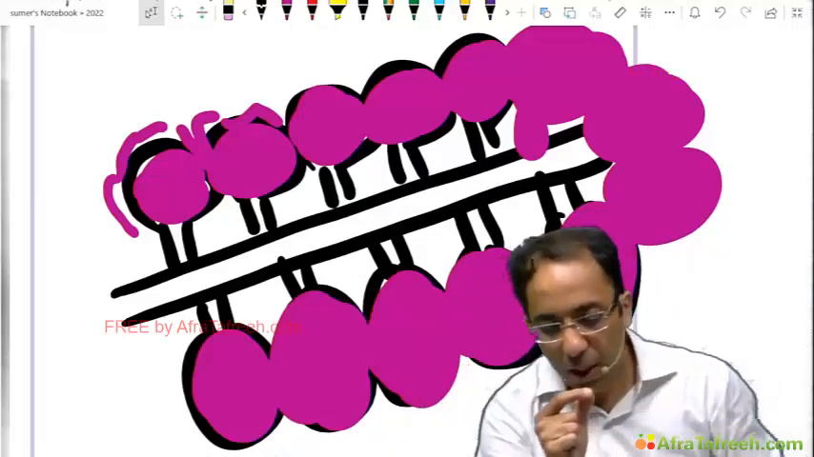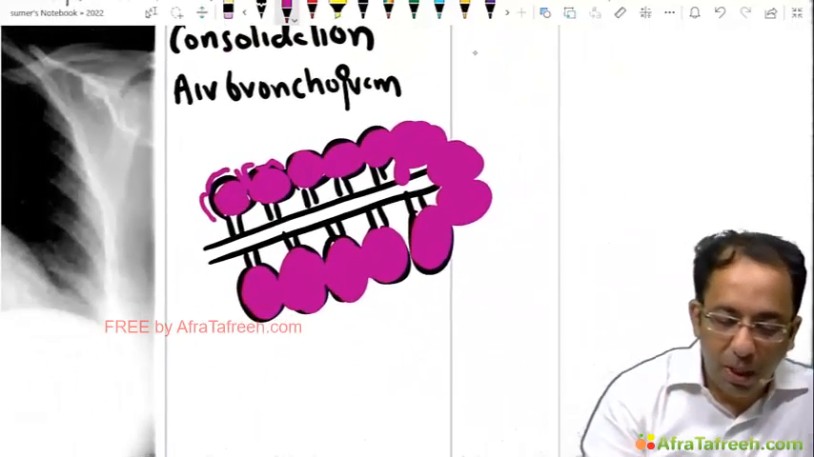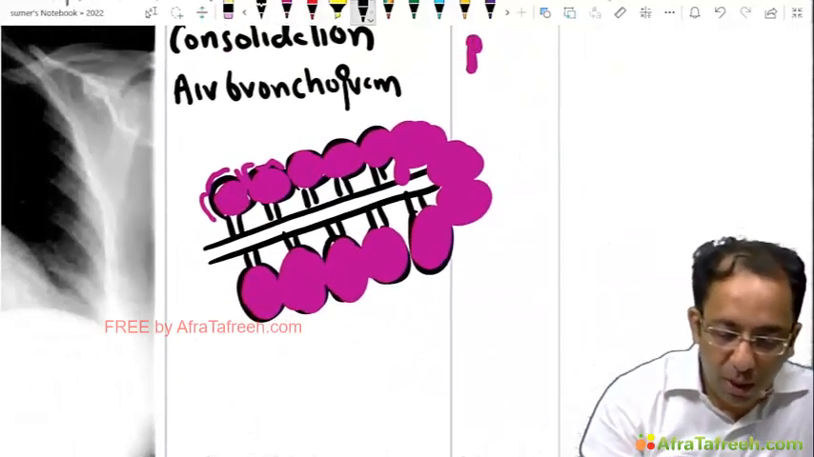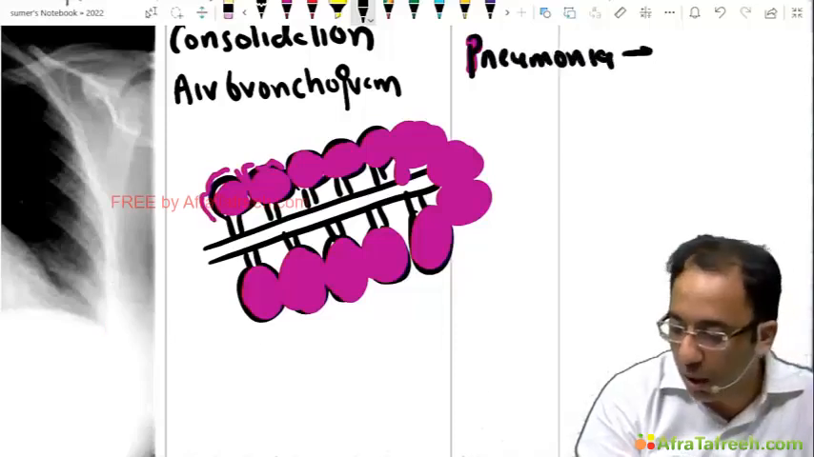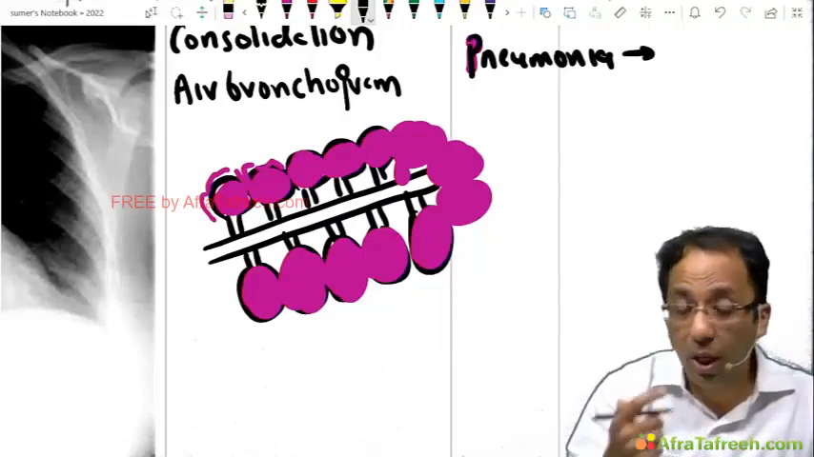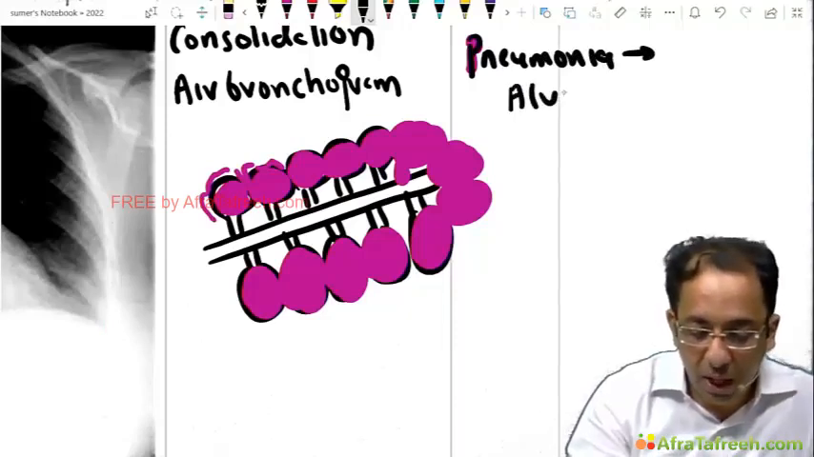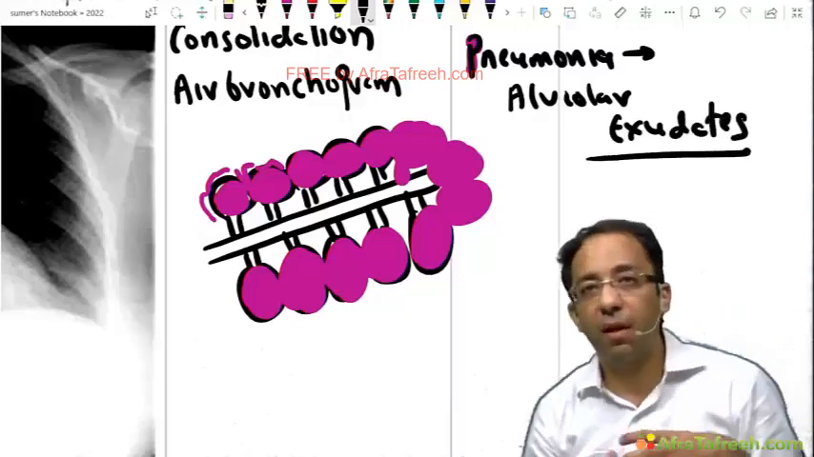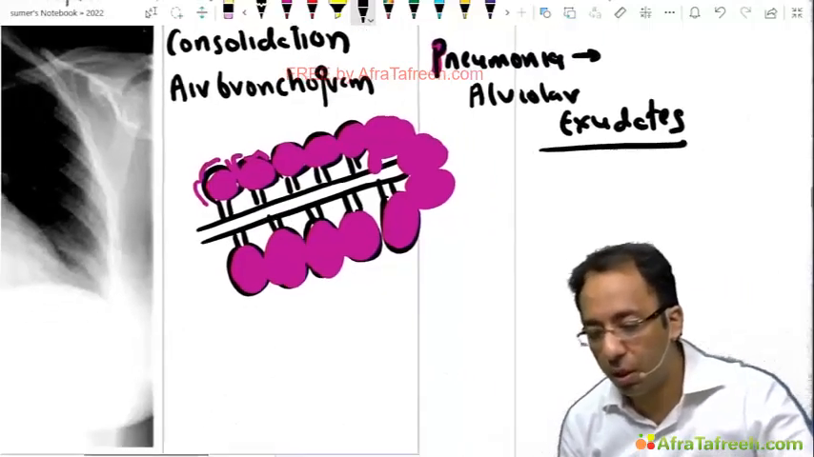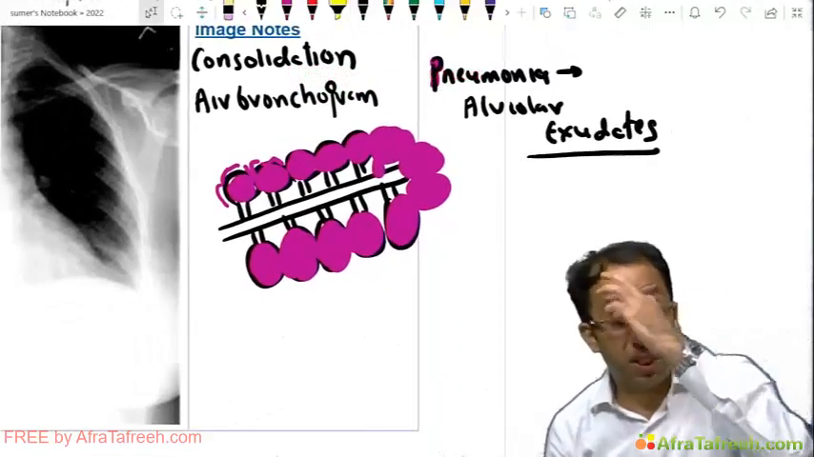Are you able to understand this? So air bronchogram is happening in pneumonia. Tell me why. Anybody tell me, why do you see air bronchogram in pneumonia? Because the alveoli are filled up with exudates. Inflammatory exudates in the alveoli.